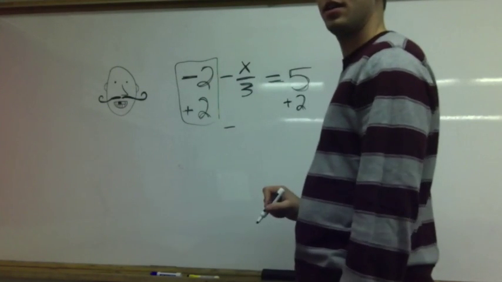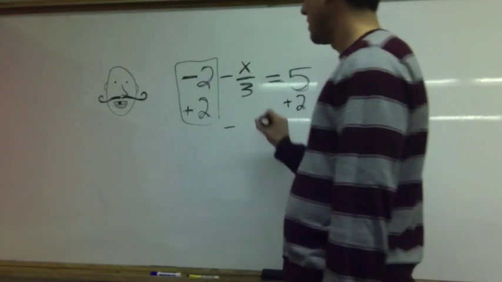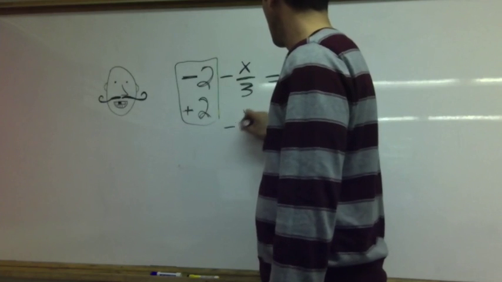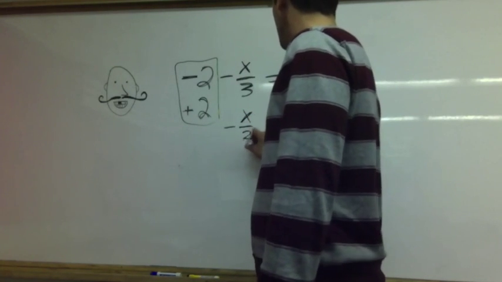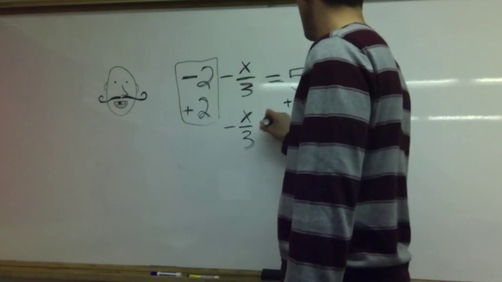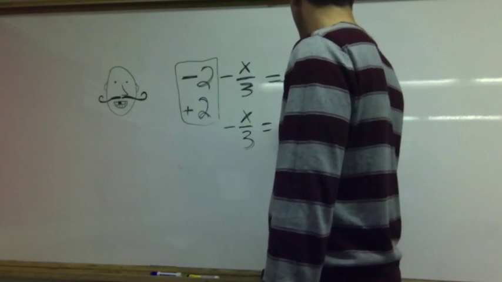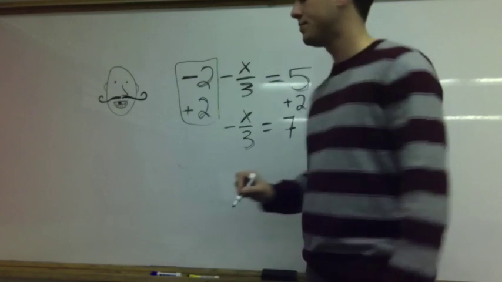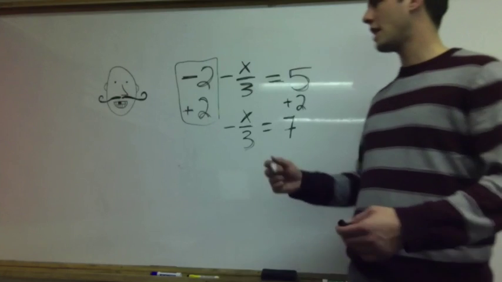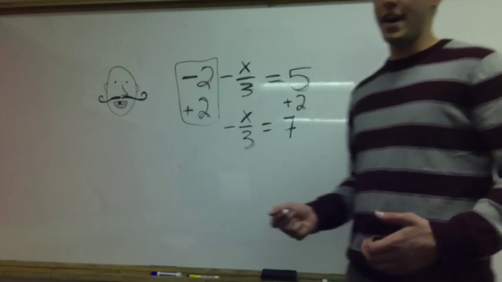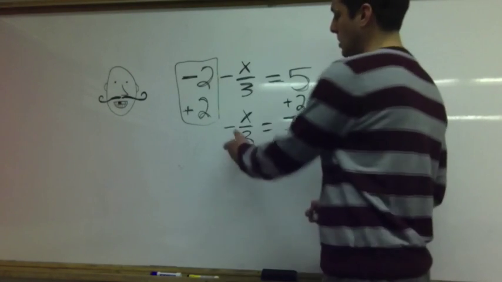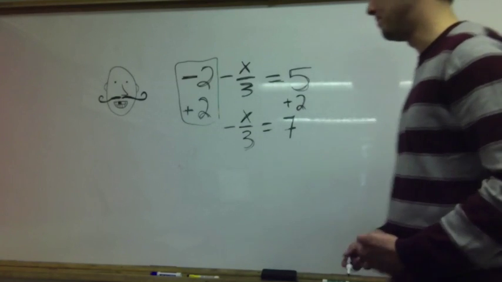So we are left with negative x over 3 equals 7. What's the next step, Ferdinand? Ferdinand says that the next step is multiplying by a 3.